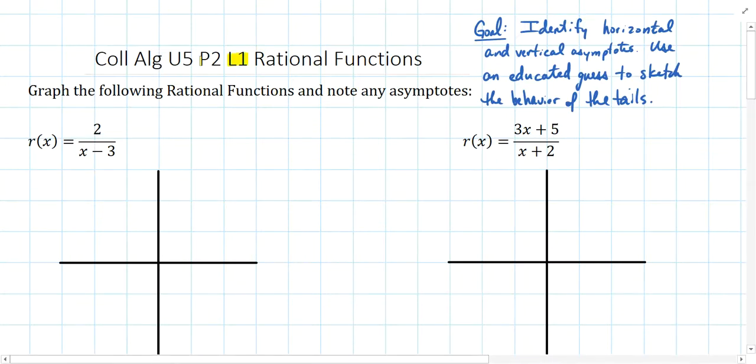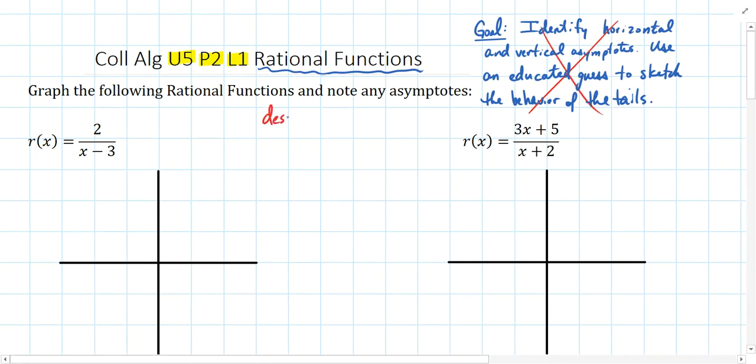This is the first lesson of Part 2 inside Unit 5 for college algebra. And in this unit, we're going to be discussing rational functions. Typically, at this point in the class, our goal would be to identify the horizontal and vertical asymptotes and then use an educated guess to sketch the behavior of the tails. But I'm going to modify that for this video.